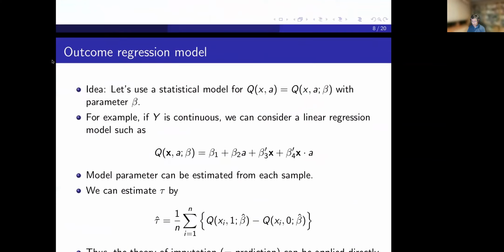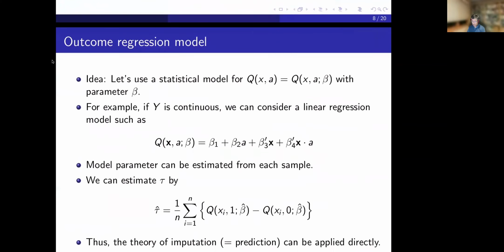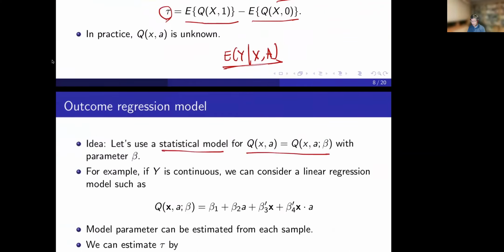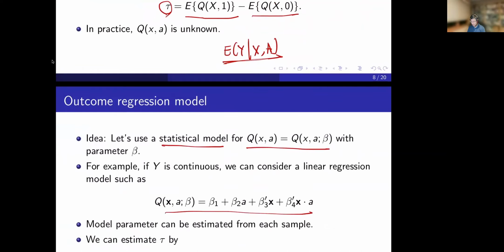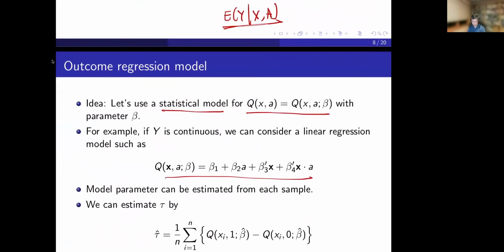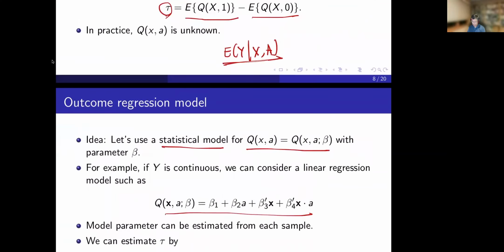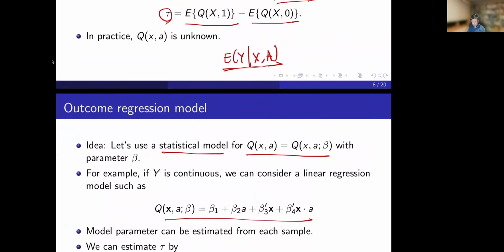So what you can do is use some statistical model to fit a regression model, right? So we use the conditional expectation of Y given X and A. So this is a conditional expectation. So that's basically this one. Linear regression.